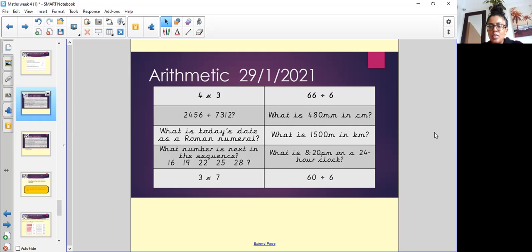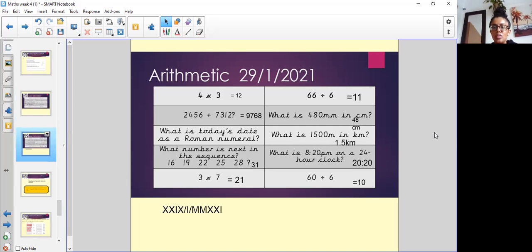Number 9, what is 8:20 p.m. on a 24-hour clock? And number 10, what is 60 divided by 6? So have a go. Remember, you can time yourself, see if you can beat yesterday's score. When you press play again, I reveal the answers.